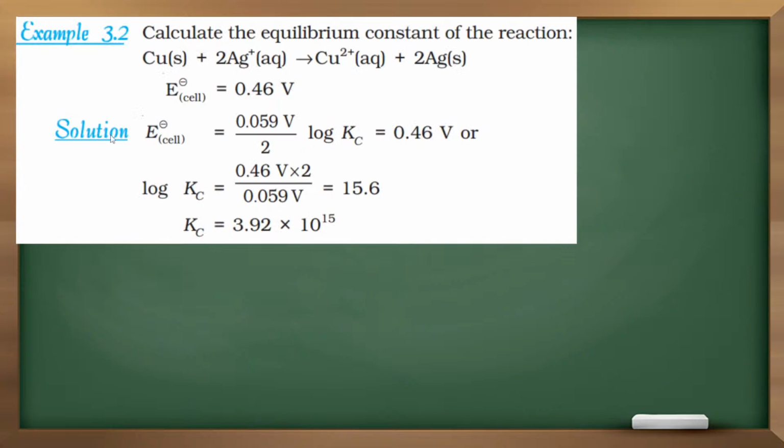Now the next question is to calculate the equilibrium constant of the reaction. Again, in this particular reaction, what is the value of n? Because copper goes to copper 2+ and there are 2 Ag+ to 2 Ag, so n is equal to 2.